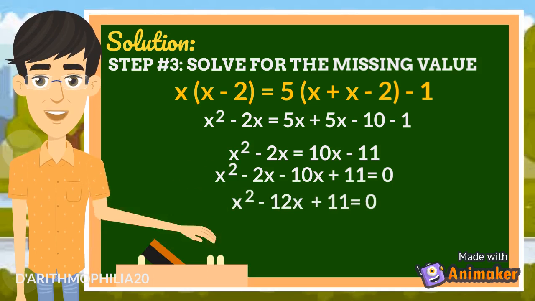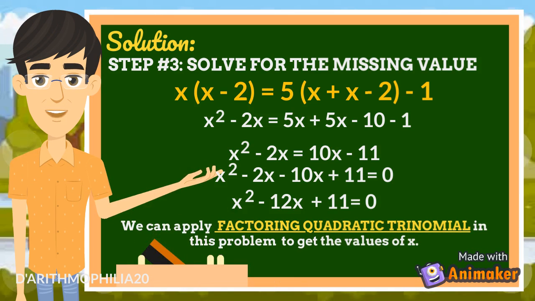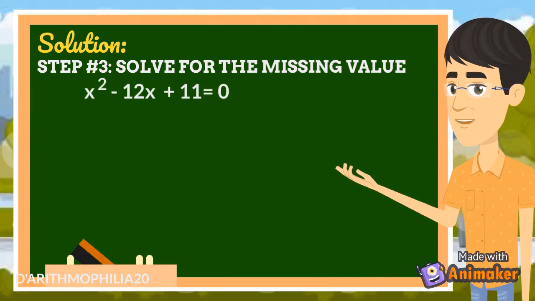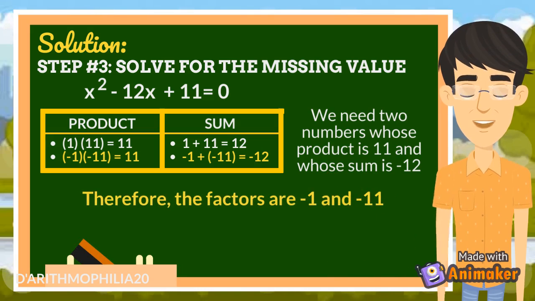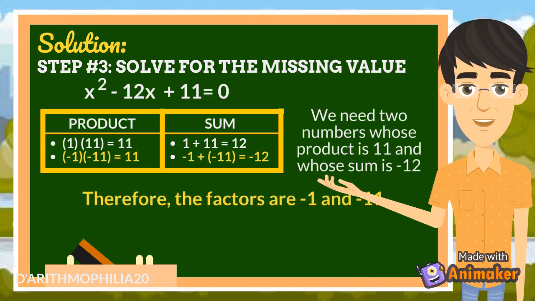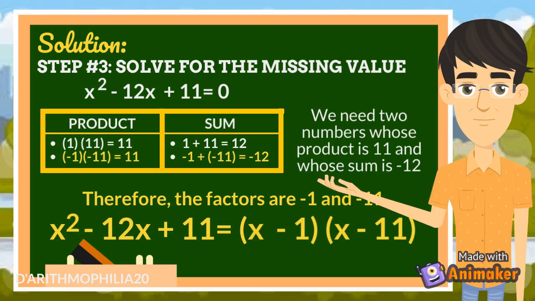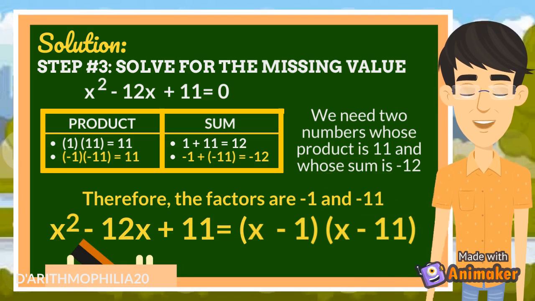This time, we can apply a factoring technique for us to solve the values of x. In the final equation, we can utilize factoring a quadratic trinomial to solve our problem. If you can still recall, using that technique, we first need to identify two numbers whose product is 11 and whose sum is negative 12. Looking into the factor table, we have identified negative 1 and negative 11 as our factors. This will give us the factored form of x minus 1 times the quantity of x minus 11.